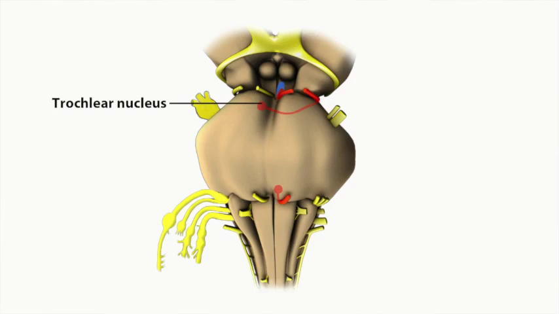It is the only cranial nerve whose fibers originate entirely from the contralateral nucleus. They decussate prior to emerging from the brainstem at the junction of the pons and midbrain. Thus, if the nucleus is damaged, the contralateral superior oblique muscle is affected. But if the nerve is damaged, the ipsilateral superior oblique muscle is affected.